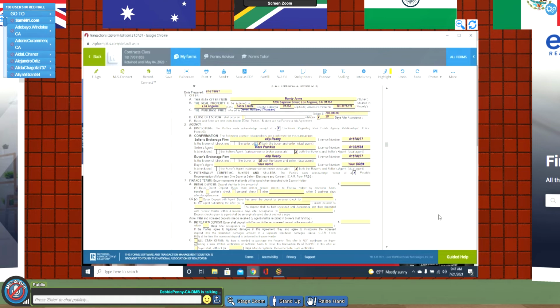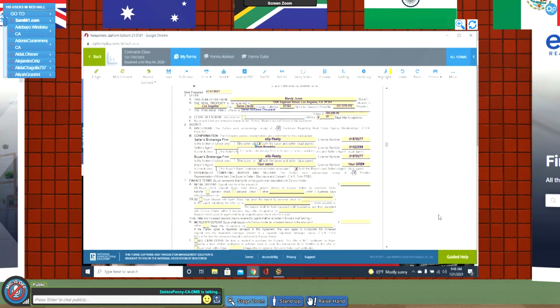And this is another problem that we see. We see that agents will come in, they'll put the same agency for both sides, but then they try to check that one is representing the seller and one is representing the buyer. That is impossible. When you are both with the same company, it is always a dual agency. No escaping it.